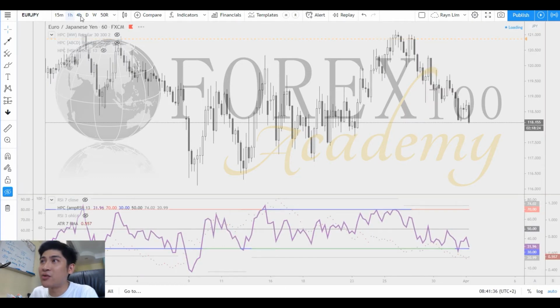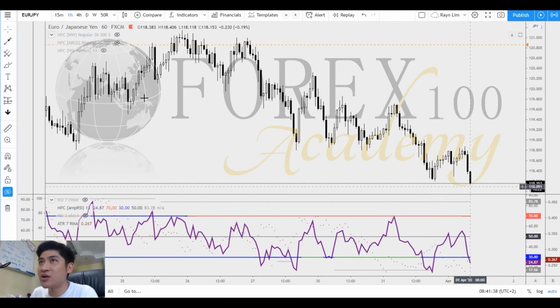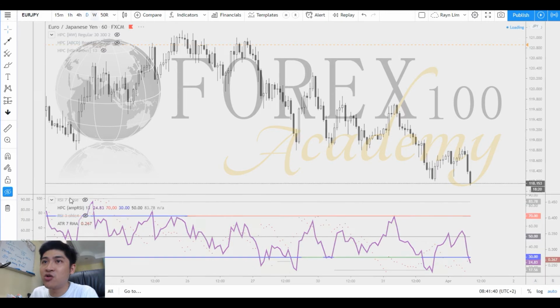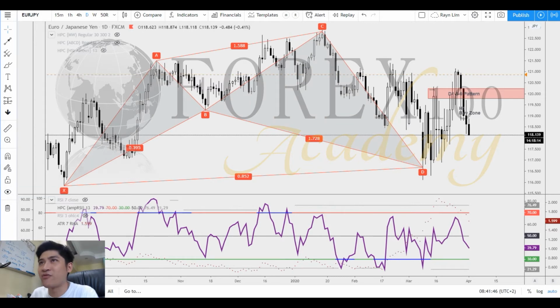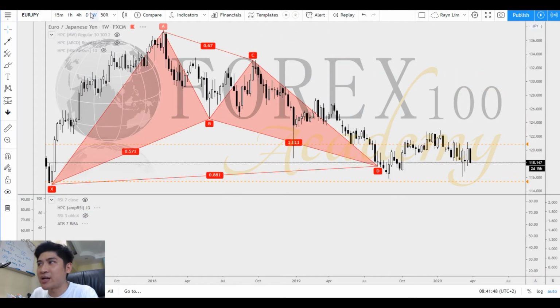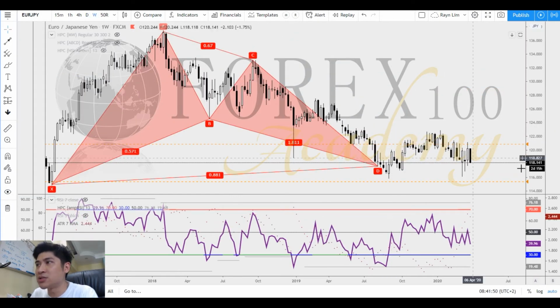Alright, on the 1-hour chart, this is what I have over here. For the Euro Yen, we'll go a bit special. We'll go daily for our 1 hour, then go back to weekly. Or I'll just start from weekly, easier for you. On the weekly chart, this is one of the most interesting trades ever. This is the weekly chart bullish bat pattern.